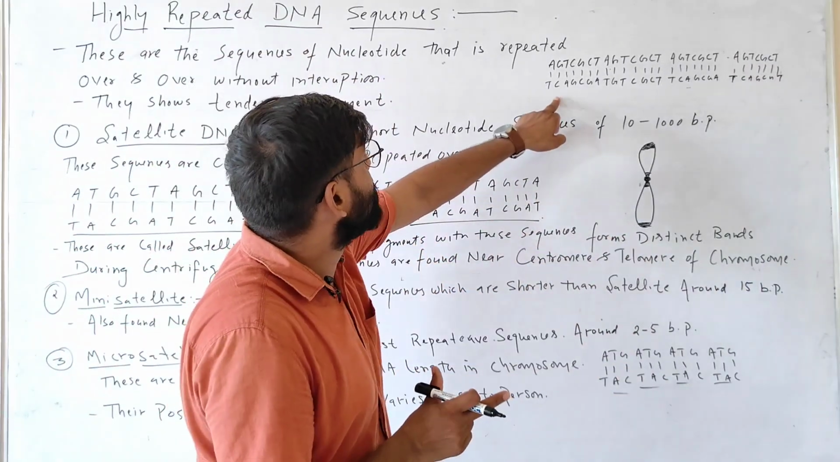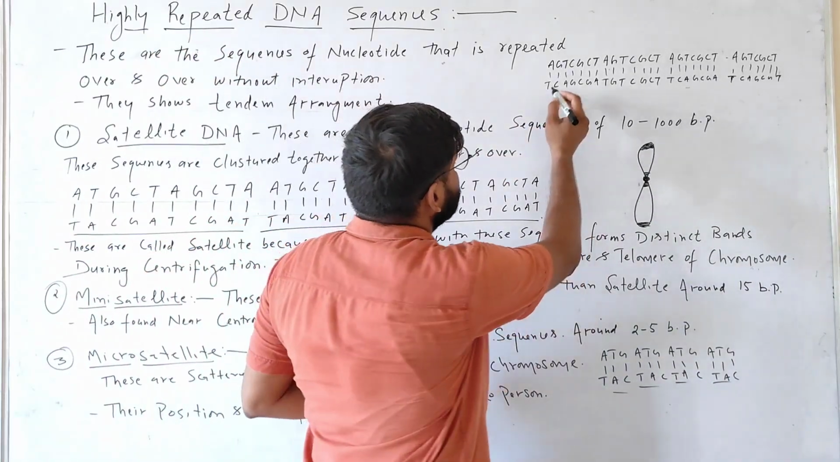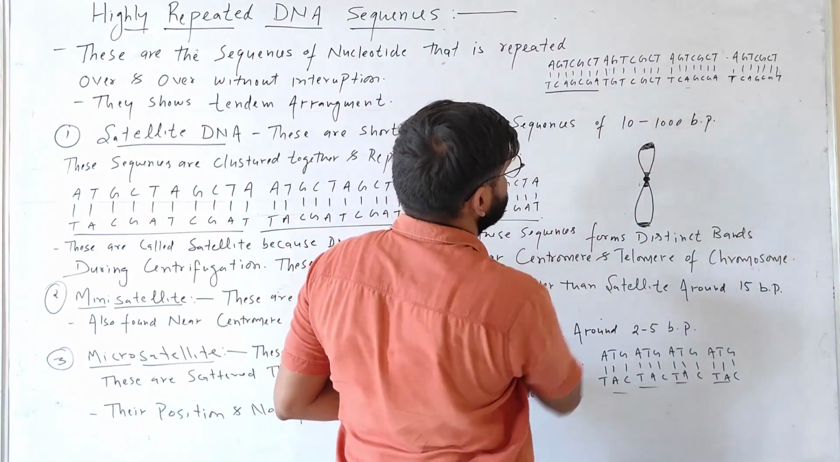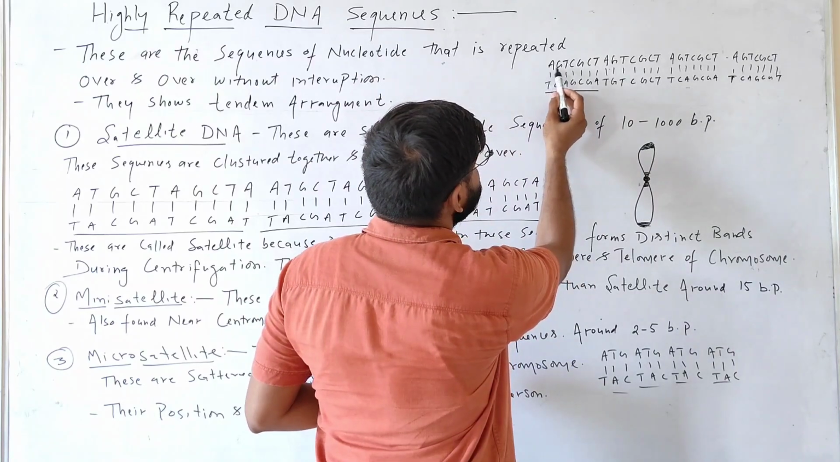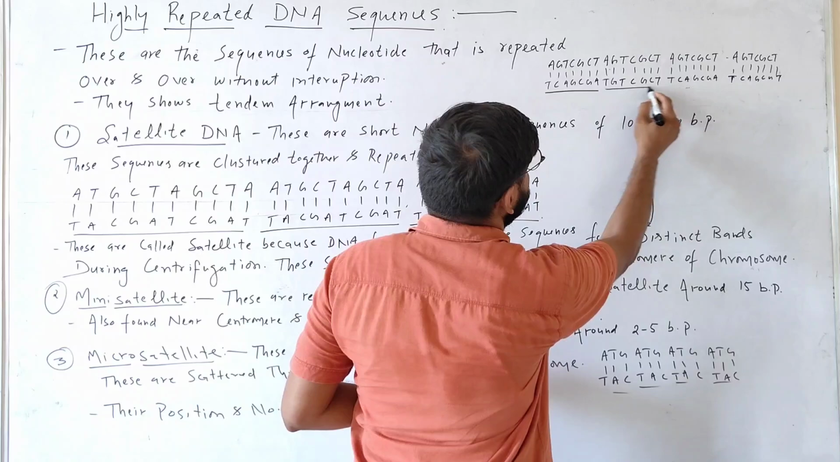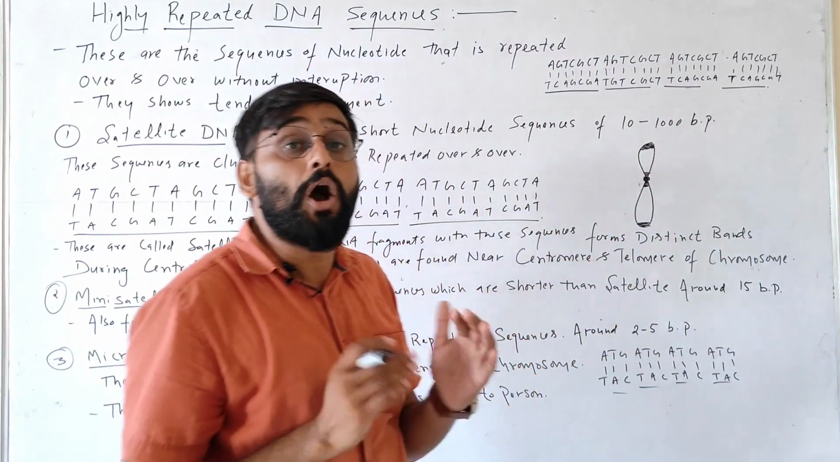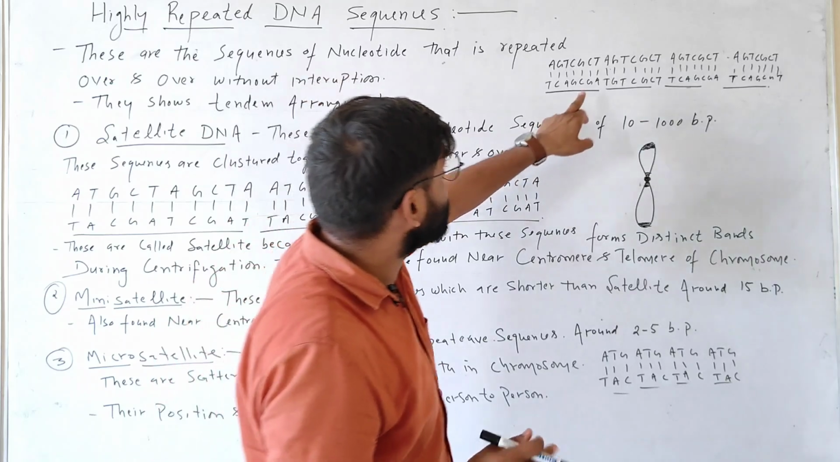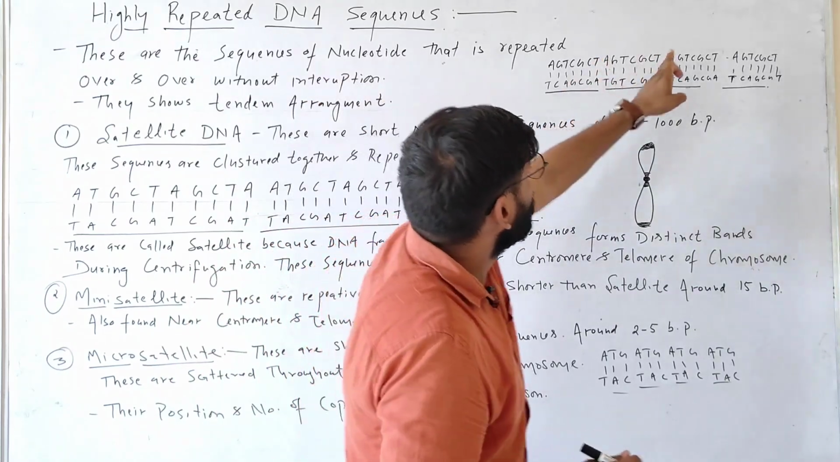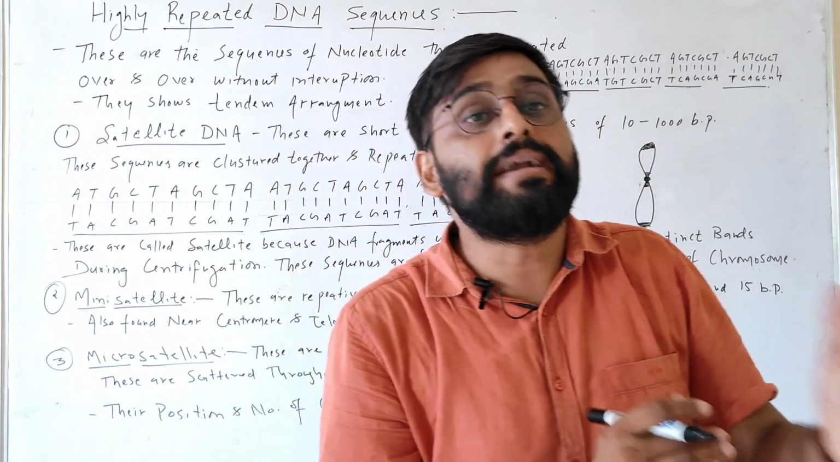So this is an example of a highly repeated DNA sequence. In this sequence, you can see that this is one sequence: AT, AGT, CGCT, and then it is repeated again. Then it is repeated again. So it repeats over and over without interruption. Means one after another. There is no interruption between these sequences. So this type of arrangement is called tandem arrangement.